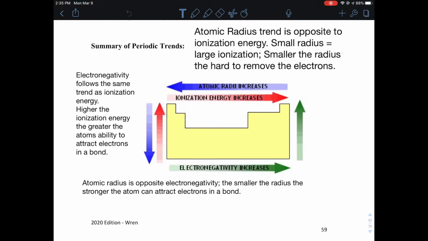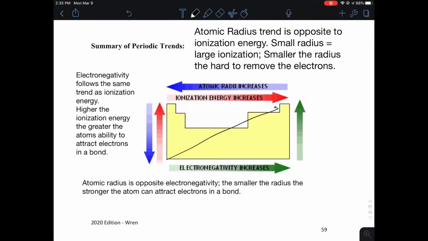All right, everybody, we're going to talk about periodic trends today. This image here on page 59 is really the final piece that you need to understand. The idea that from the periodic table, ionization energy is going to increase. That means the energy to remove electrons increases from the bottom left to the top right.